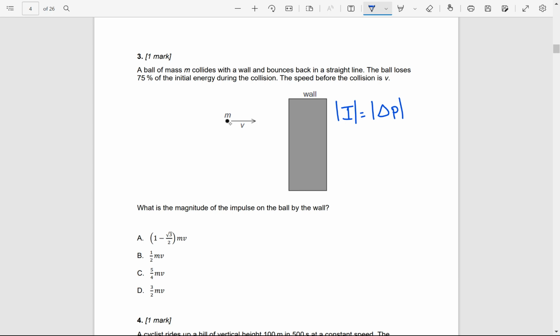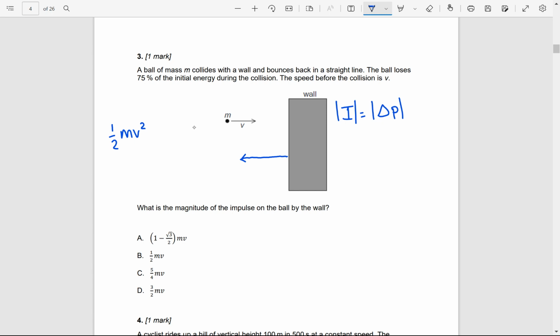Right, so we have a particle that is a ball moving with mass m and travels at speed v before the collision. Notice how they're saying speed here. Before the collision, its speed is v. When it has collided and it's on the rebound, it's lost 75% of the initial energy. So the kinetic energy is half mv squared.